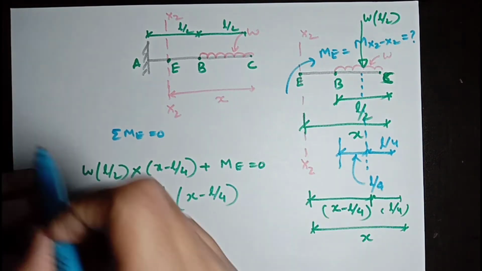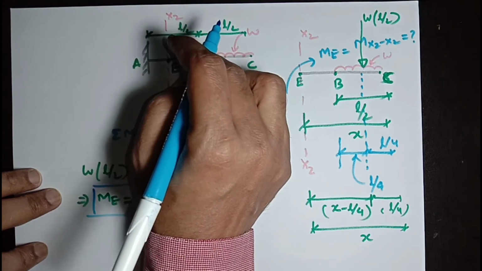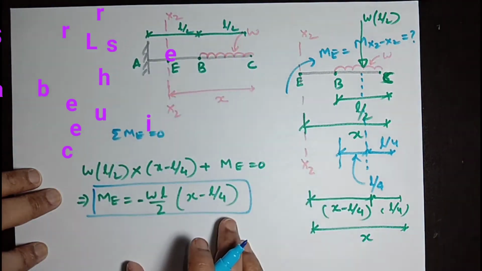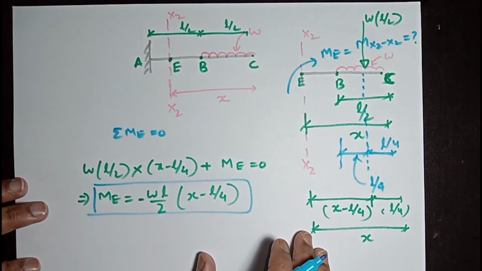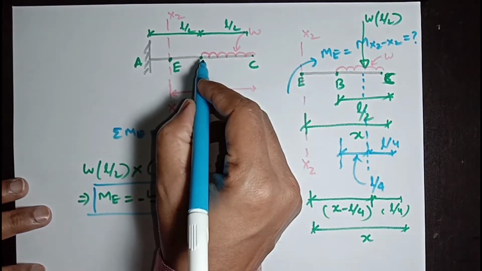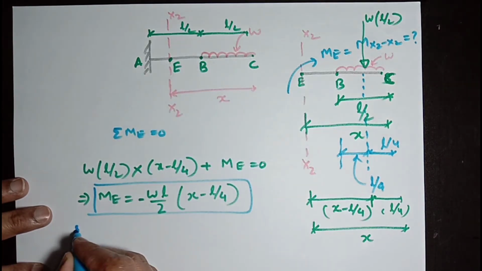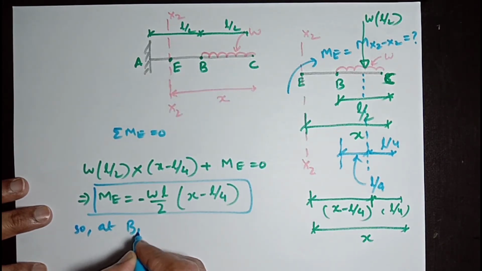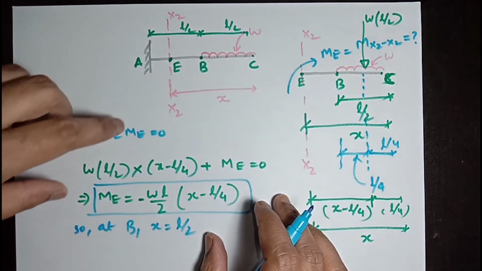This is the general expression for the bending moment at any section x2 from point B to A. So now we are finding the bending moment from B to A. So at B, x will be equal to L by 2.